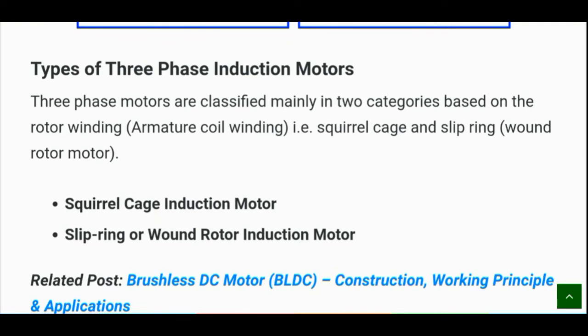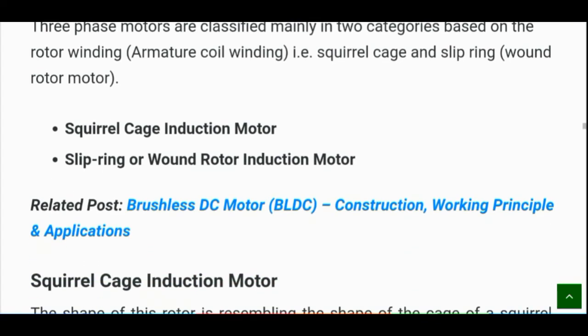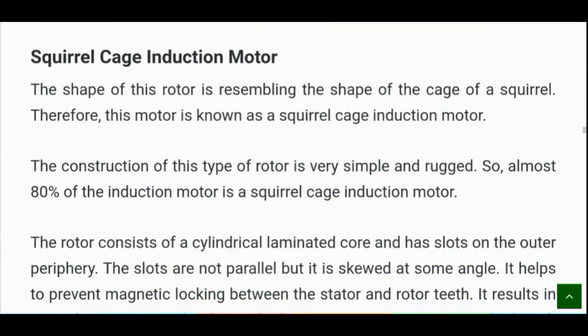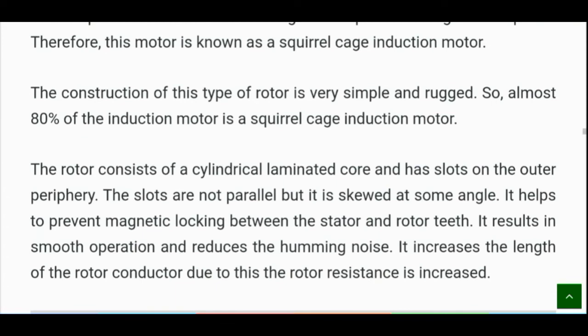Types of three-phase induction motors. Three-phase motors are classified mainly in two categories. One is squirrel cage induction motor, and the other is slip ring or wound rotor induction motor. What is a squirrel cage induction motor? The shape of the rotor resembles the shape of the cage of a squirrel. Therefore, this motor is known as a squirrel cage induction motor. The construction of this type of rotor is very simple and rugged. So, almost 80% of induction motors are squirrel cage induction motors.